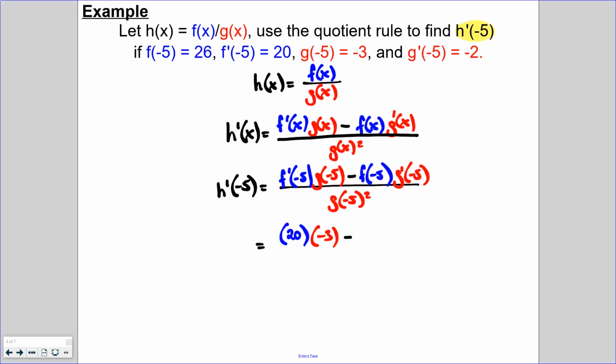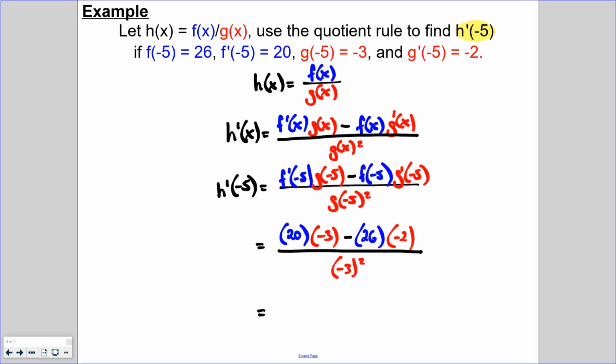And then minus, and now we have f of negative 5, which we know is 26. And then f prime of negative 5 is negative 2. And that is all over g of negative 5, which we can see is negative 3. So we'll get negative 3 squared. And then from here we can just evaluate this expression.